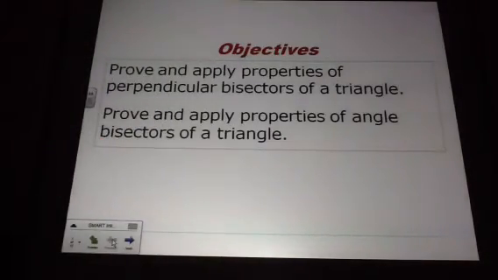Alright guys, good evening. Today we're going to talk about 5-2, prove and apply properties of perpendicular bisectors of a triangle, prove and apply properties of angle bisectors of a triangle.